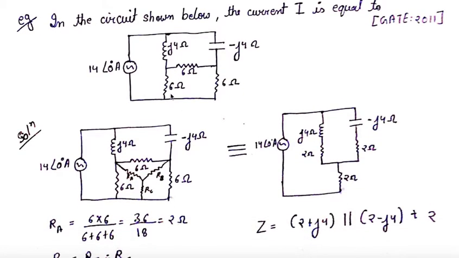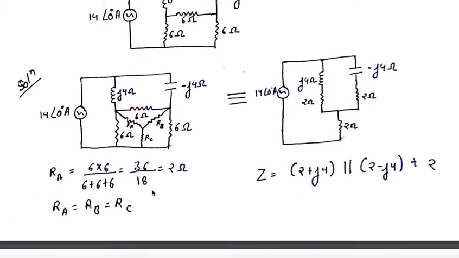Now we are seeing that there is one delta circuit formation. So if we convert it into Y circuit or star circuit, it will somewhat become easier. So we will draw our star in there. We will mark it as RA, RB, RC. We will find out the magnitude of RA by applying the formula.